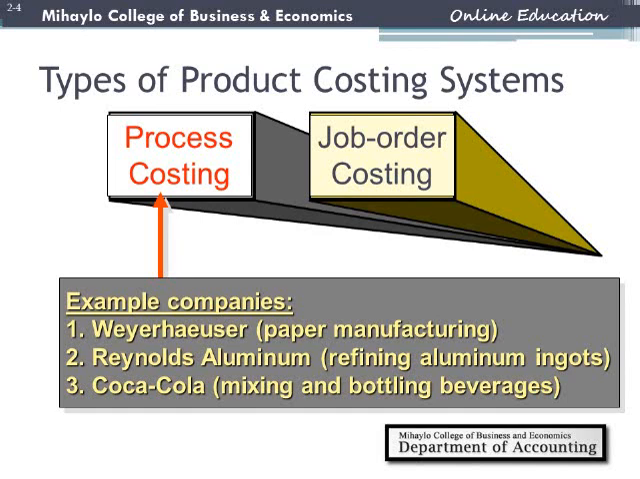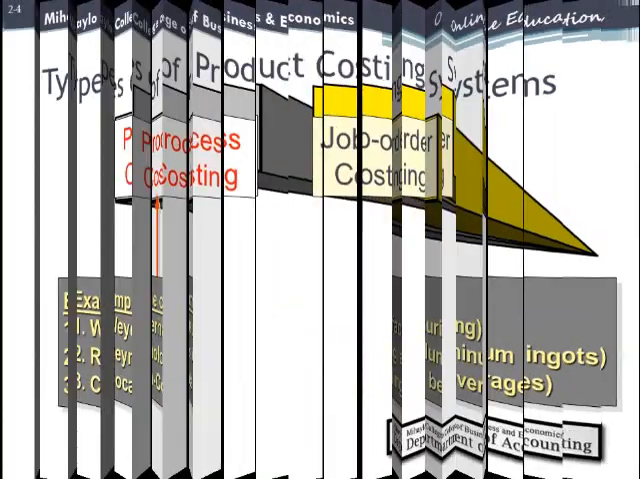When we think of paper manufacturing, we generally think about continuous production of a single roll of paper that may eventually be cut into sizes needed by customers. Other companies that would benefit from process costing are Reynolds Aluminum and Coca-Cola. Certainly, the desire of all three of these companies is to make each unit of output consistent with the quality standards established. Coca-Cola bottled in California should taste identical to the same product bottled in New York City.